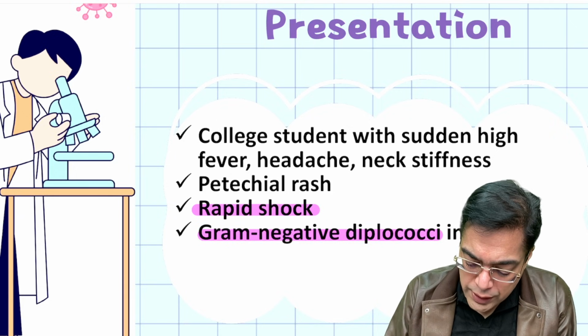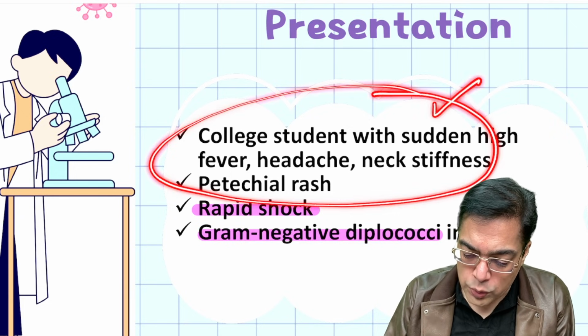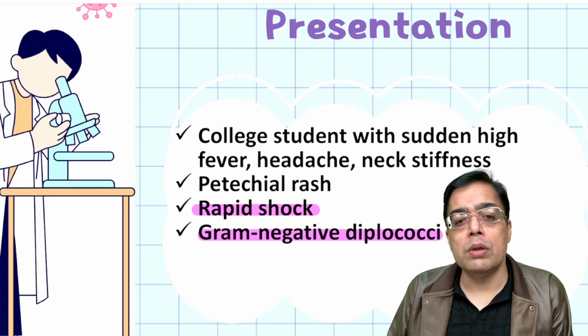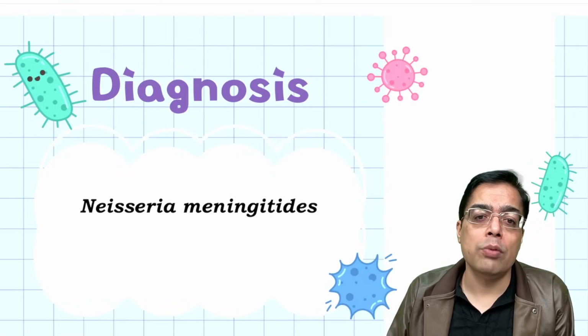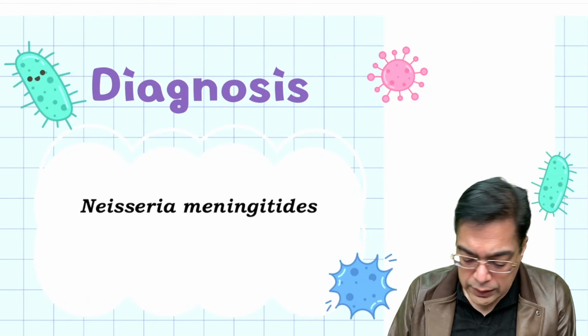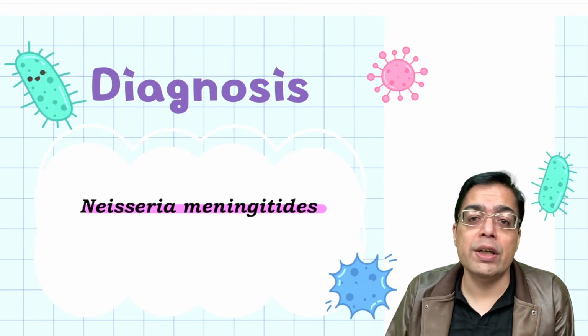So this particular history is very much suggestive of the fact that the patient is going into a state of meningitis. And whenever we are talking about a meningitis, the presence of gram-negative diplococci is what is going to be talking about the fact that my patient is suffering from Neisseria meningitidis.